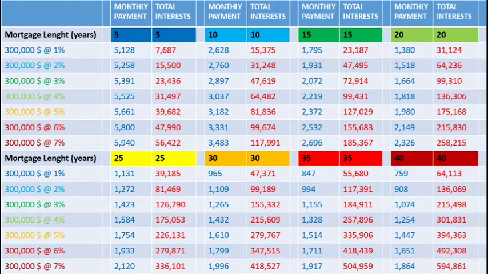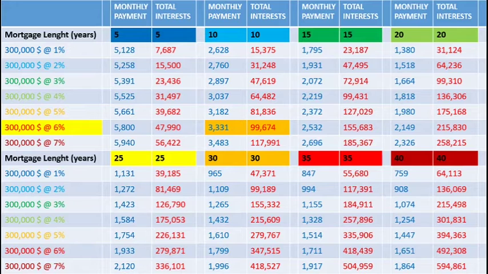If we calculate different combinations, from 5 to 40 years length, and from 1 to 7% interest rate, we get an interesting table. If the interest rate is 1%, and we select a 10-year mortgage, we have a monthly payment of $2,628, and a total interest amount of $15,375.